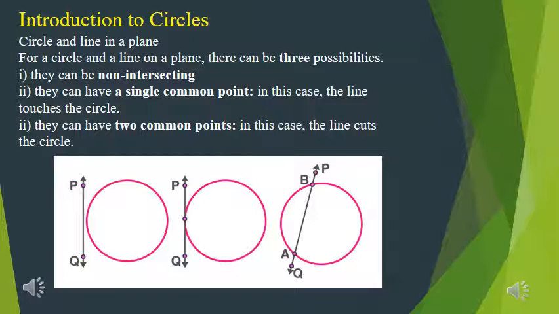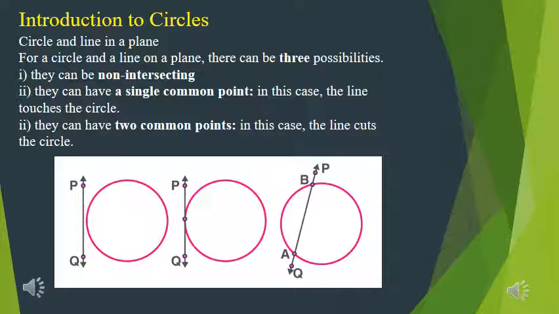So students, let's start today's topic. We have already studied circles and various terms related to circles in the previous classes. Now you are able to understand some other facts as well, like tangents to a circle and their properties.